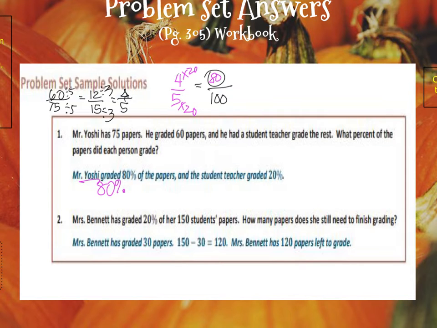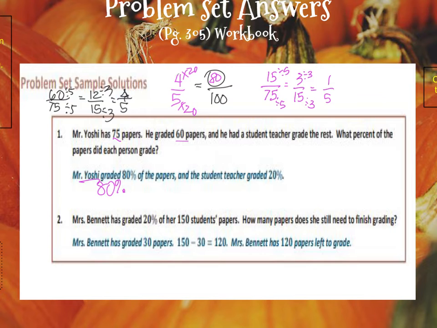If he had 75 papers, but he graded 60, then the student teacher graded 15, the difference. I take the 75 and take away 60, I get 15, but still my grand total is 75. So now I'm going to reduce this one. I'm going to divide by 5, I get 3 over 15, which I did before over here. Then I can divide again by 3, divide again by 3, and I get 1/5.